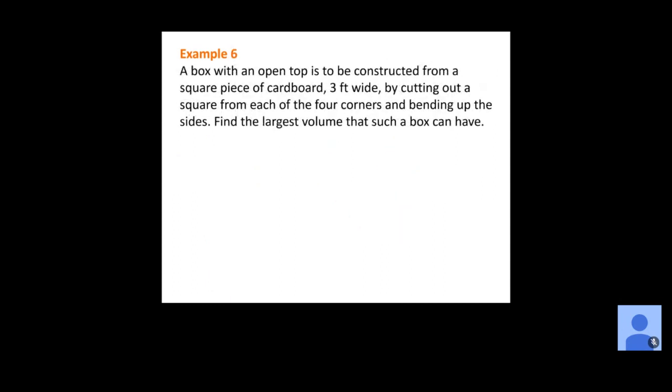All right. Example 6. We have a box with an open top. It's constructed from a square piece of cardboard that's 3 feet wide by cutting out a square from each of the 4 corners. And we're going to bend up the sides to make that box. So we want to find the largest volume that such a box could have. All right, so what do you want to do first here?